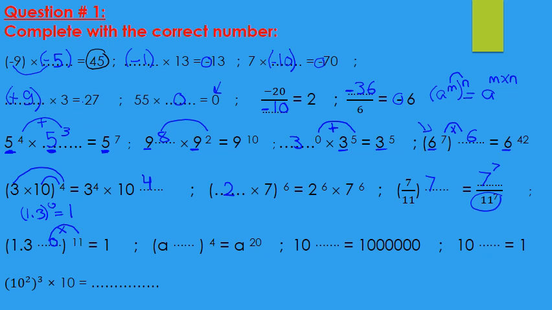Now a to the power what? All of it to the power 4 equals a to the power 20. Here we should multiply the exponents, so a to the power 5 times 4, which is 20.